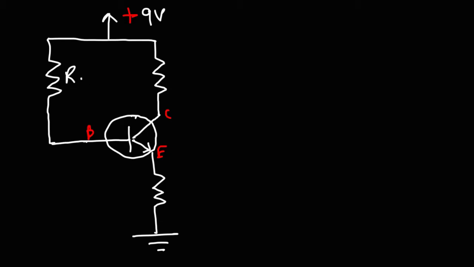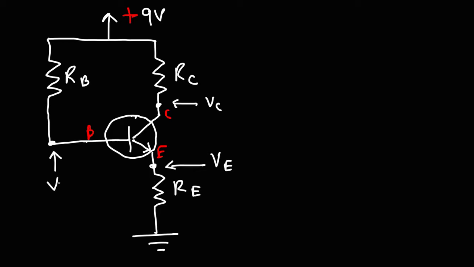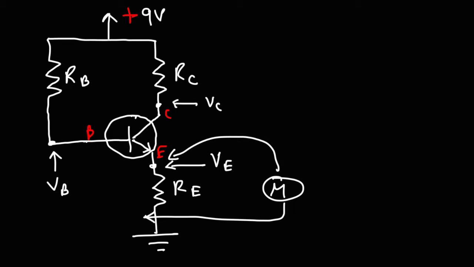So this is the base resistor, RB. This is RC, the collector resistor. And this is the resistor that's associated with the emitter, RE. Now, this is going to be VE, that is the potential at point E with respect to ground. The potential at point C with respect to ground is known as VC, and the potential at point B with respect to ground is VB. So if you were to connect a multimeter to point E and the ground, the voltage that you would read is VE.